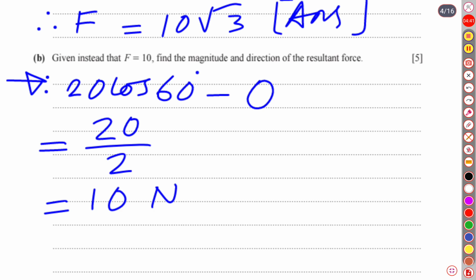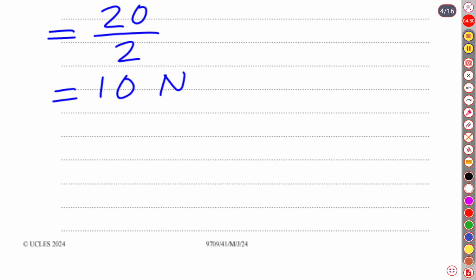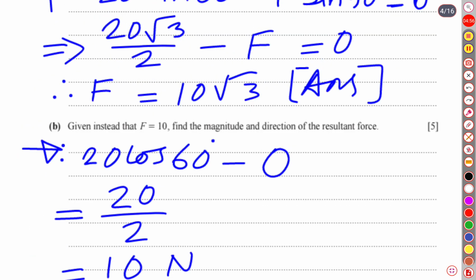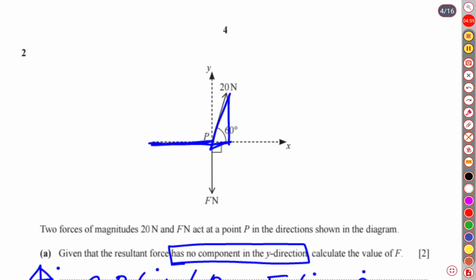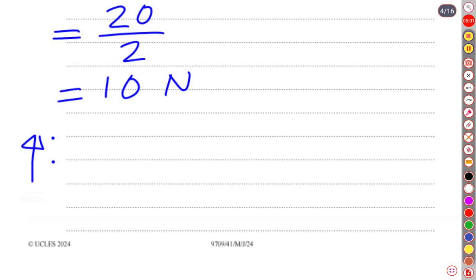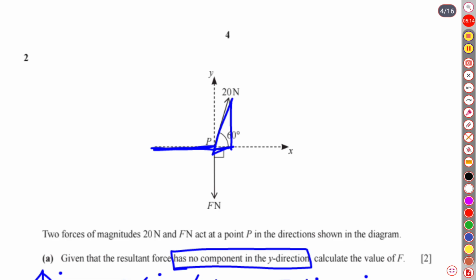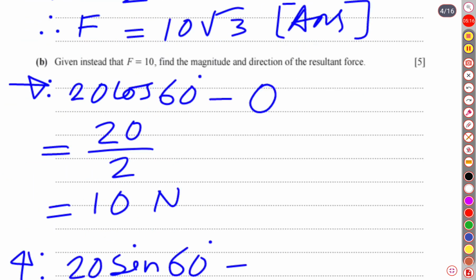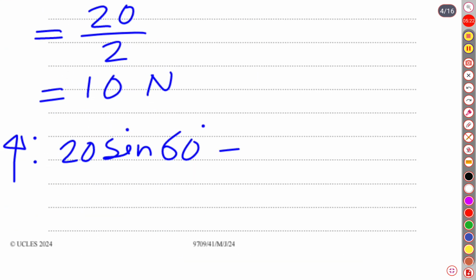Similarly, we will find the resultant force acting in the vertical direction or y direction. So let us write in y direction. In y direction, we have already seen that vertically there was 20 sine 60 degree, as we solved in the previous question, and there was a negative vertical force, which is nothing but F, and the value of F has already been given. Look at this, F is 10. So we will just apply this 10. It is 10 Newton.